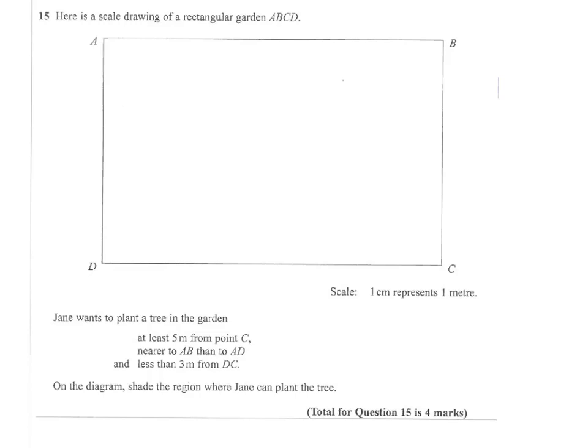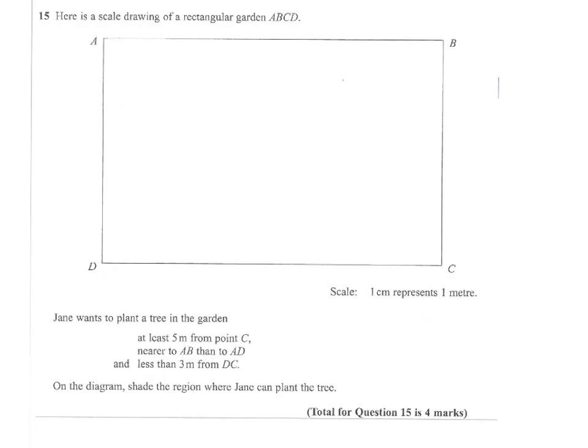So a standard loci question inside a rectangle. And usually we've been given 3 conditions in this problem, so more marks than usual, 4 marks, 3 conditions. We're going to decide where we're able to plant a tree in this garden, obeying the condition that we must be at least 5 metres from point C.